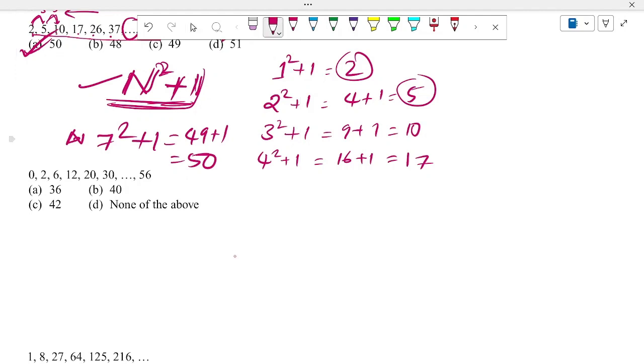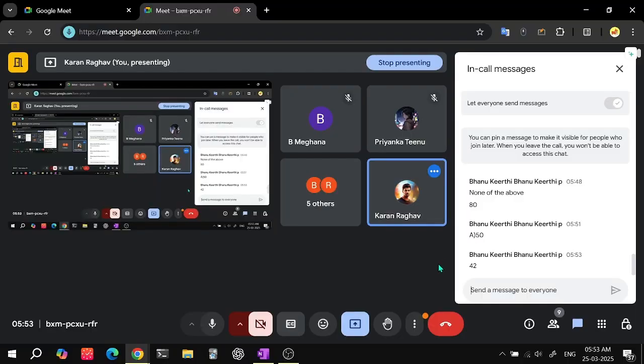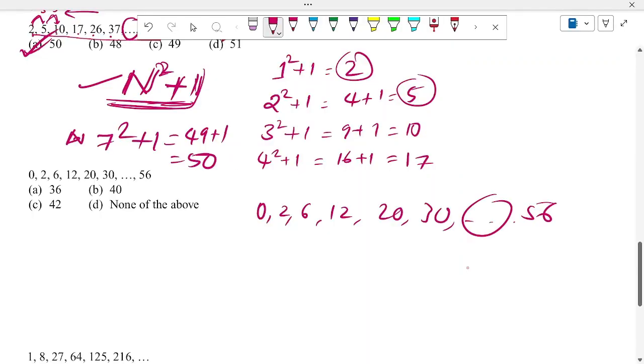See this one. 0, 2, 6, 12, 20, 30, 56. What is the answer here? Answer option C, 42. Fine. Okay, we'll see.